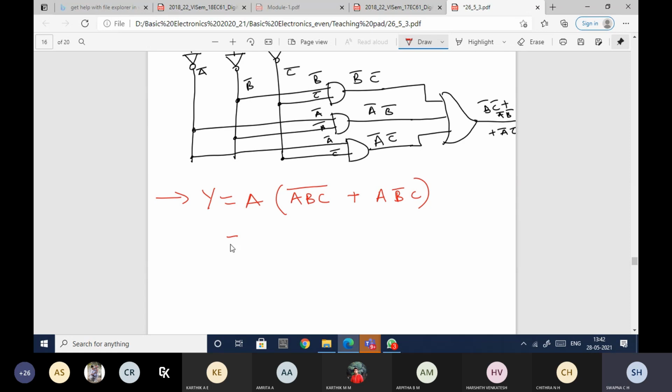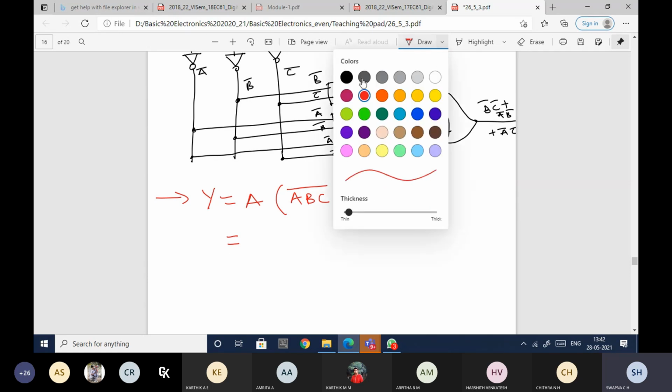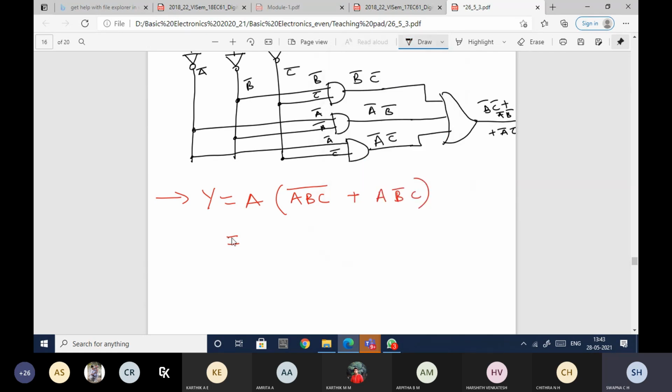So here, if you observe, I need to use De Morgan's law, right? I have A, B, C whole complement, so I need to use De Morgan's law. What is A, B, C whole bar? A bar plus B bar plus C bar. So in place of A, B, C whole bar, I will use De Morgan's law and expand it.